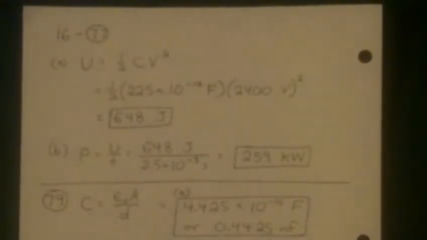Number 77 involves the energy stored in a capacitor, 1/2 CV squared. Plug in the numbers given, and you get for part A 648 joules.